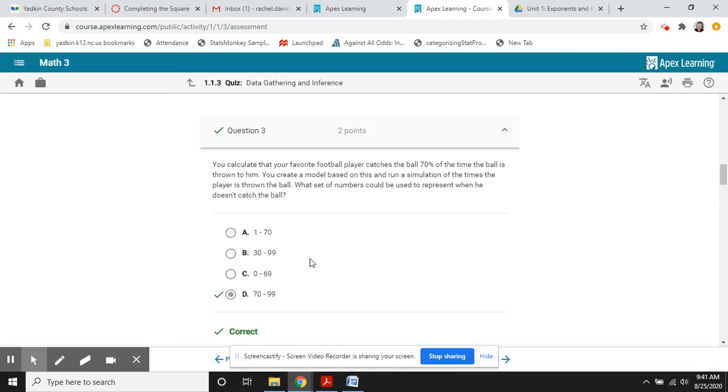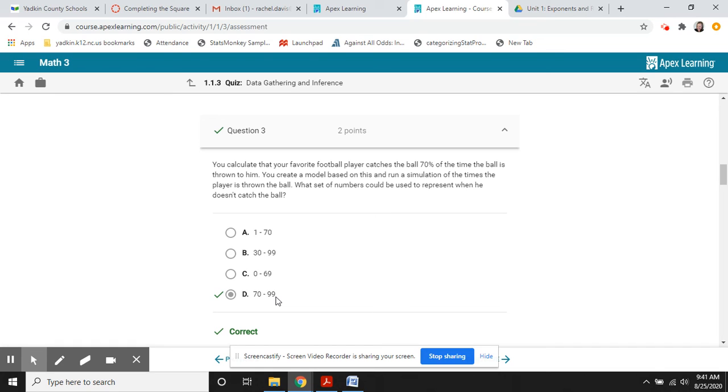You calculate your favorite football player catches the ball 70% of the time. And you want to know when he doesn't catch the ball. So if he catches the ball 70% of the time, he doesn't catch the ball from 70 to 99. Now, I did a couple of different quizzes just to get a feel for the different types of questions. If it wanted to know when he did catch the ball, it would be 0 to 69.